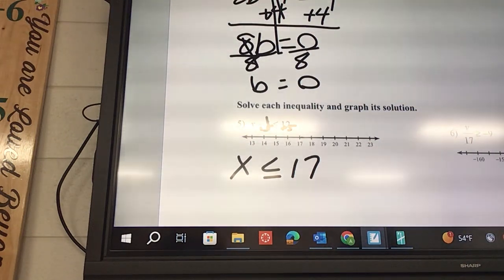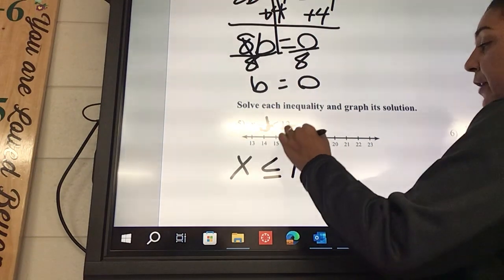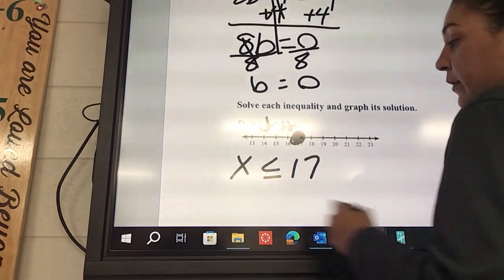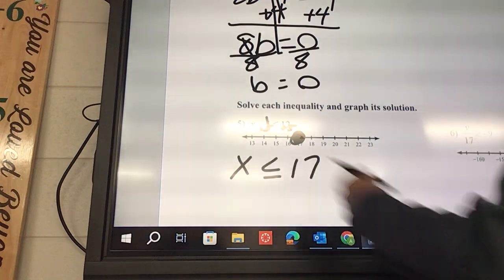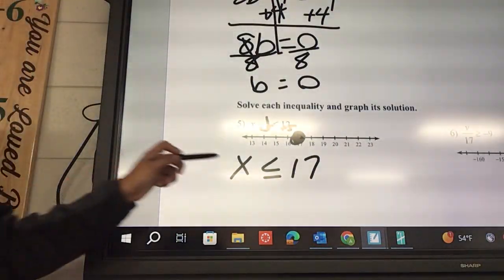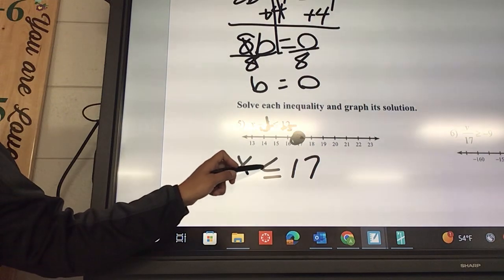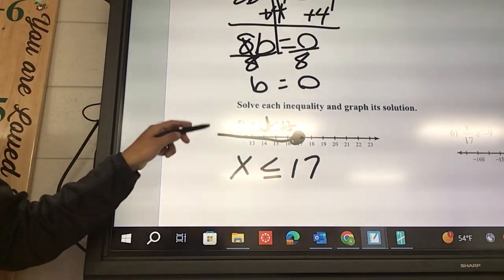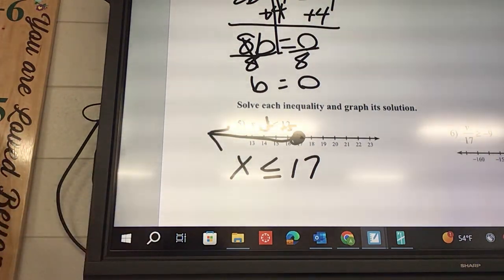Okay, is that going to be open or closed? Closed. Okay, so it's going to be closed. And this says x is, which part of the mouth am I going to be touching first? X is what? Bigger or smaller? Am I going to touch the bigger or smaller part first? Smaller. So this way is going to go smaller. And that way is always smaller. Okay?